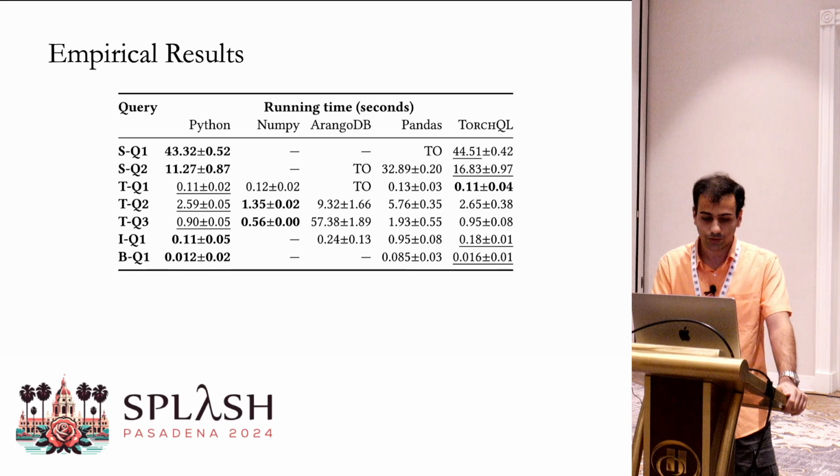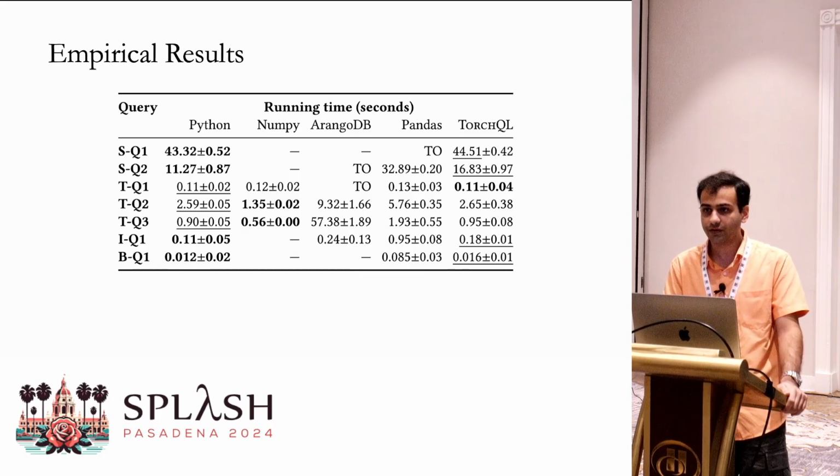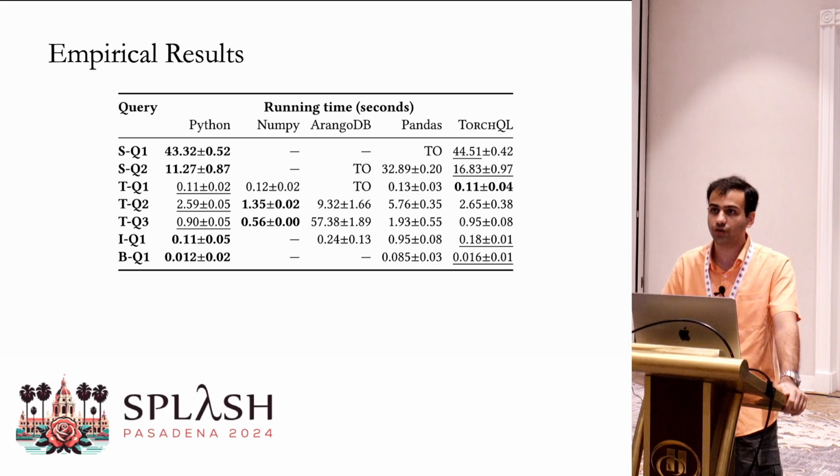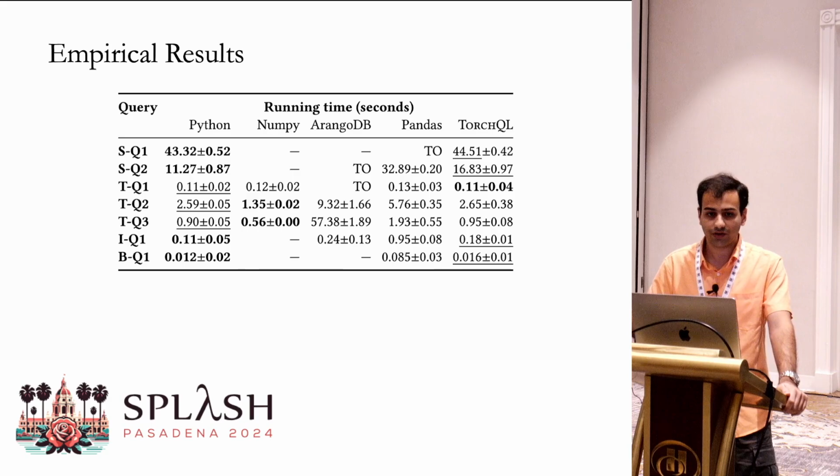And this is important. So we see over here that TorchQL always runs slightly slower than Python and NumPy, which makes sense because TorchQL is a Pythonic framework. And the overhead that is provided by the abstractions is negligible. But TorchQL runs much faster than ArangoDB and Pandas that are actual query processing frameworks.